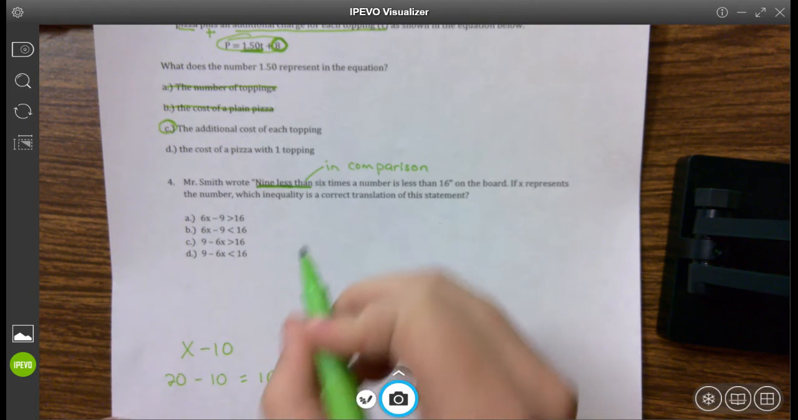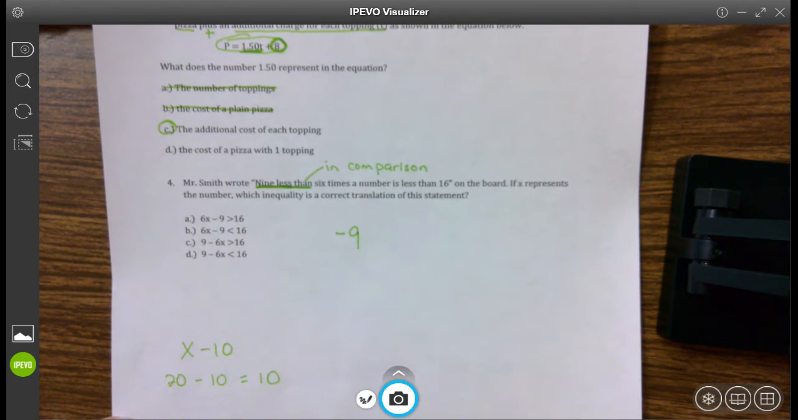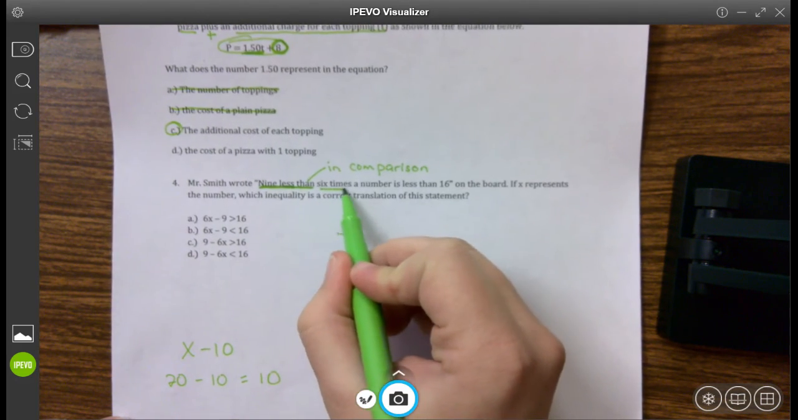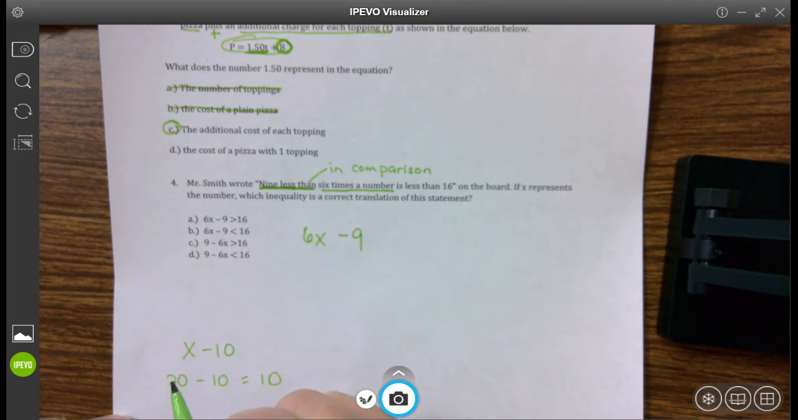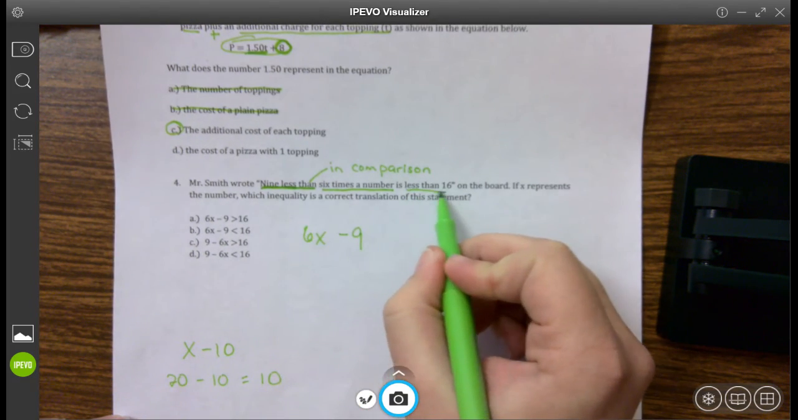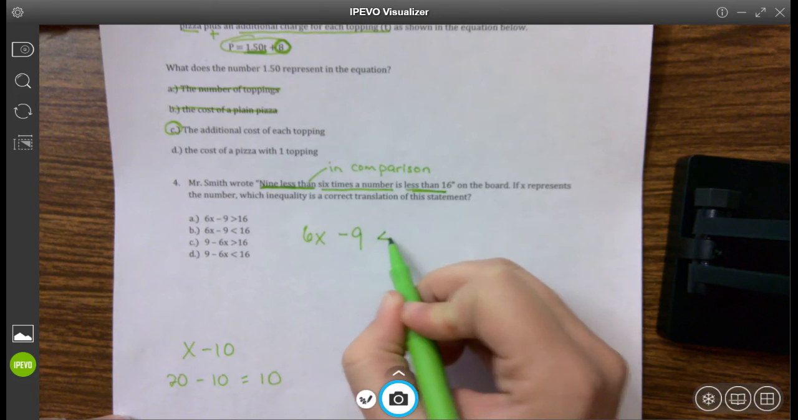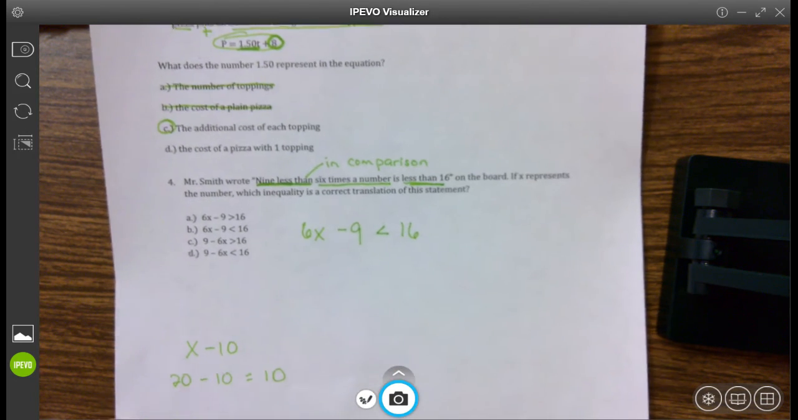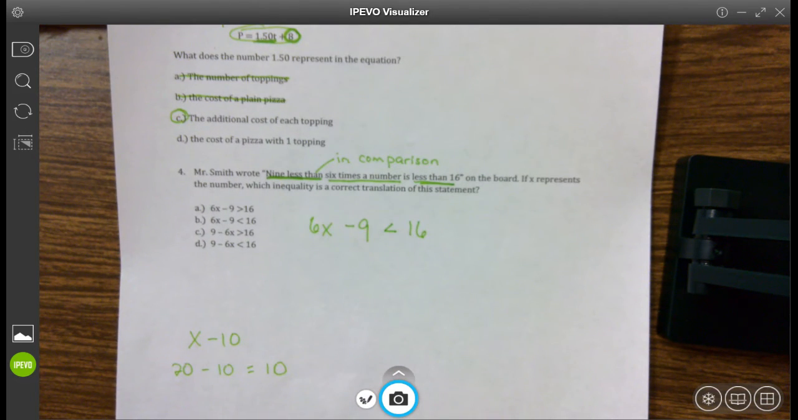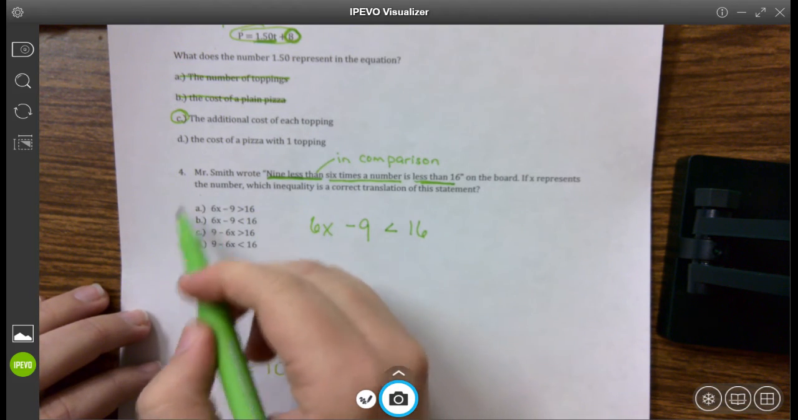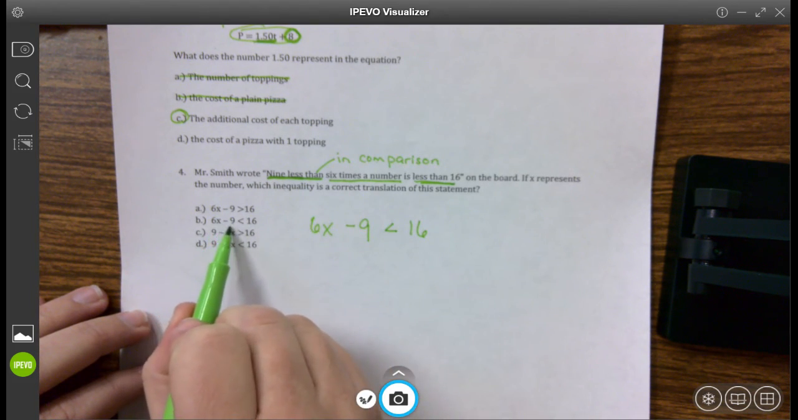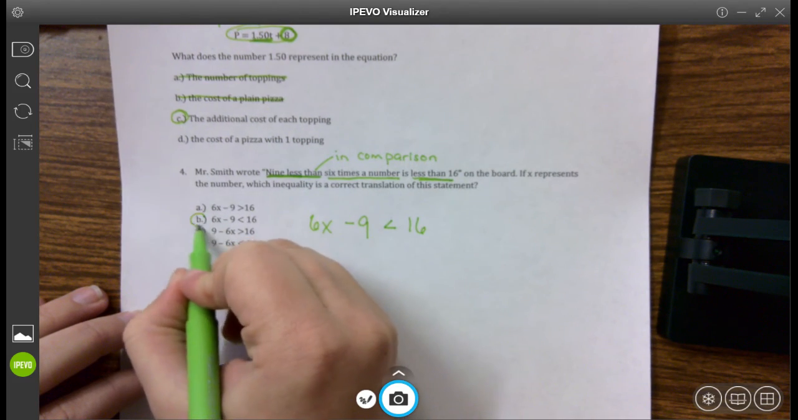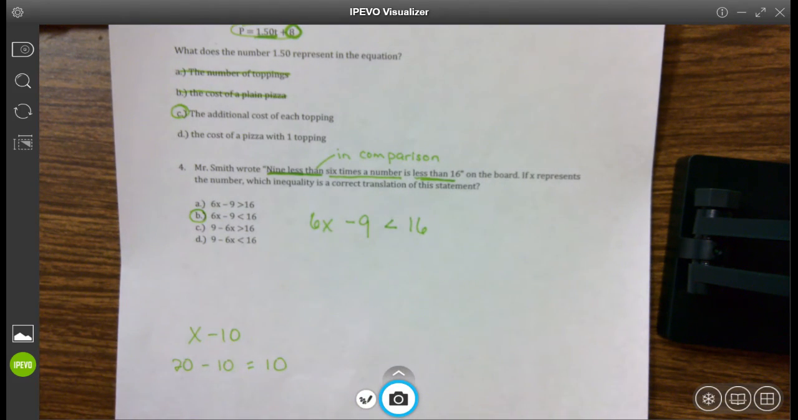So 9 less than, we know needs to be like this. Then 6 times a number, so 6 times something is less than 16. So we know it is less than 16. So when looking up over here on the left, we know that 6x minus 9 is less than 16 is our correct answer for B.